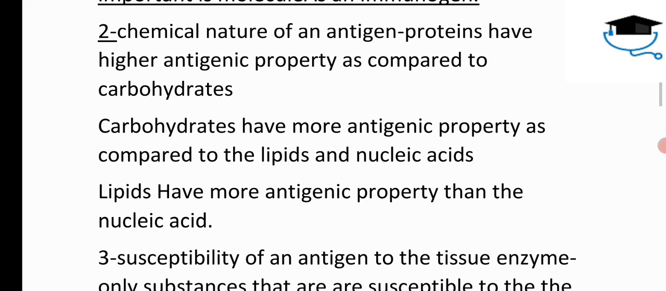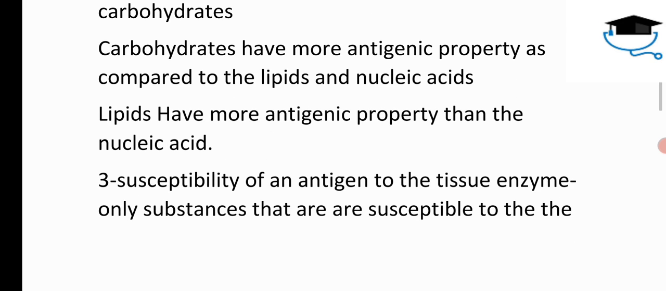Second is chemical nature of the antigen. As you all know, proteins have higher antigenic properties as compared to carbohydrates. Okay, and the antigens which are carbohydrates have more antigenic property as compared to the lipids and nucleic acids. The antigens which comprise lipids have more antigenic property than the nucleic acids.